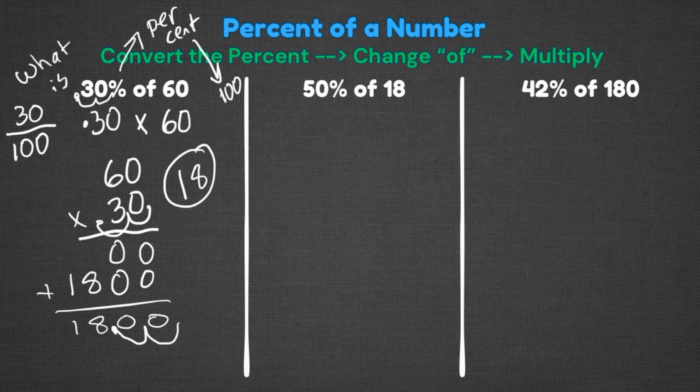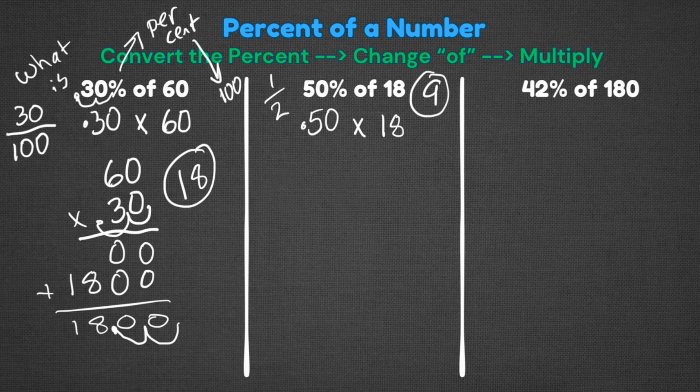When we go over to the next problem, 50%, right away you might think, hold on here, Mr. T, I know that 50% is half. Half of 18 is 9. You're right. The answer is 9. But since I'm showing you this method, I'm going to show you how to change the percentage into a decimal, change of into multiplication, and 18 gets to stay 18.